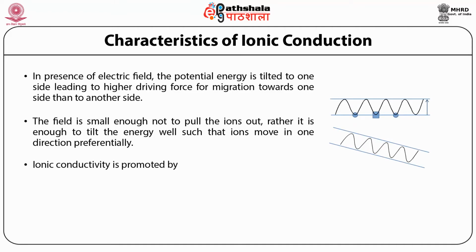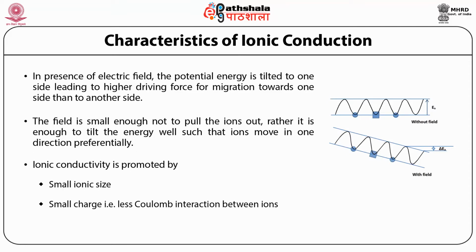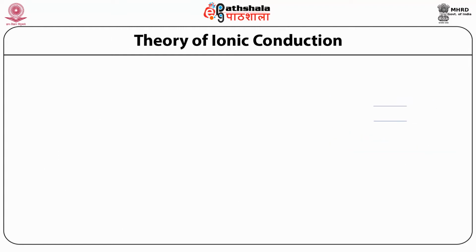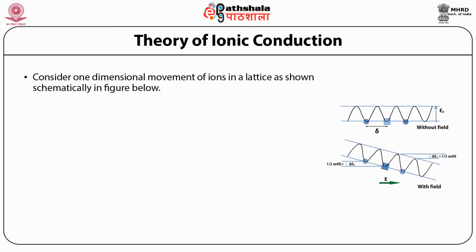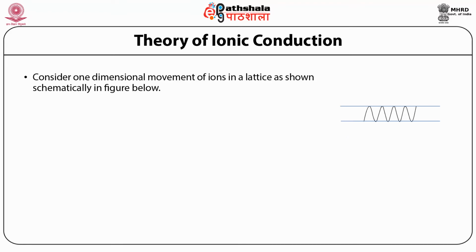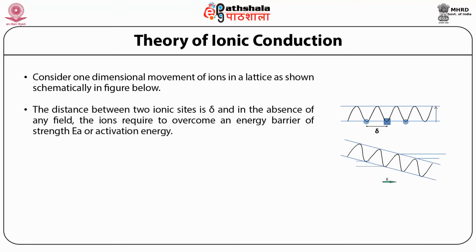So ionic conductivity is promoted by small ionic size, small charge, that is less Coulomb interaction between ions, favorable lattice geometry, and so on. Theory of ionic conduction. Now consider one-dimensional movement of ions in a lattice as shown schematically in this figure. The distance between two ionic sites is delta, and in the absence of any field, the ions are required to overcome an energy barrier of strength E_A, or the activation energy.